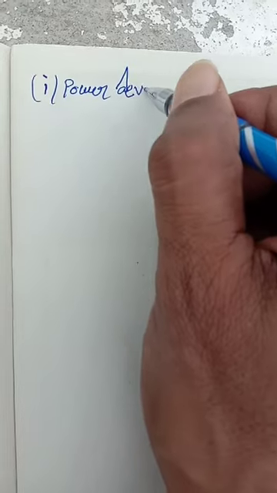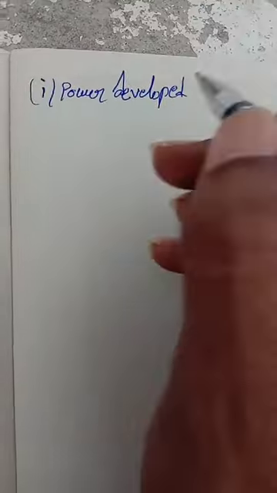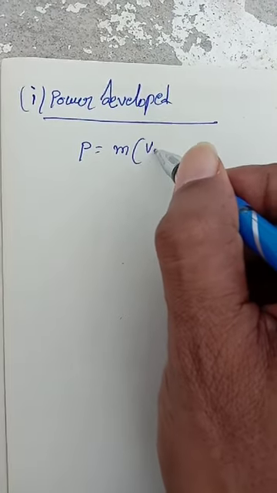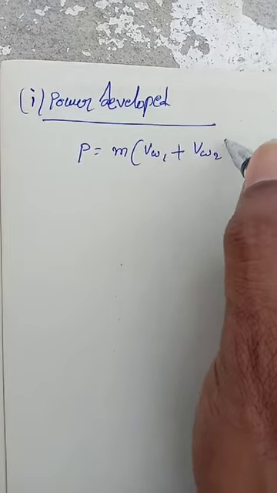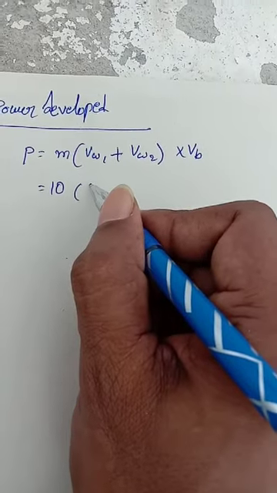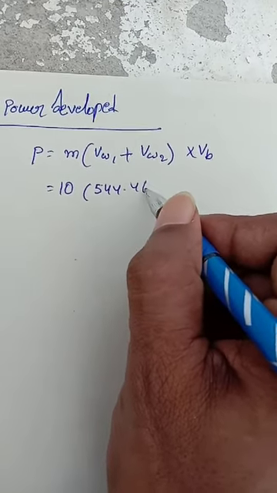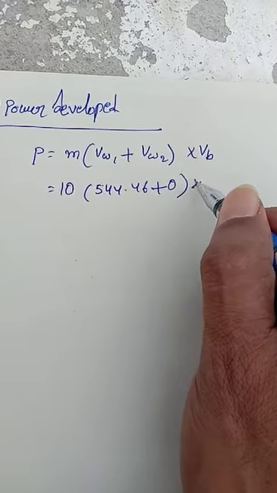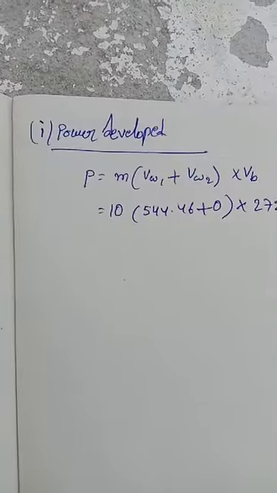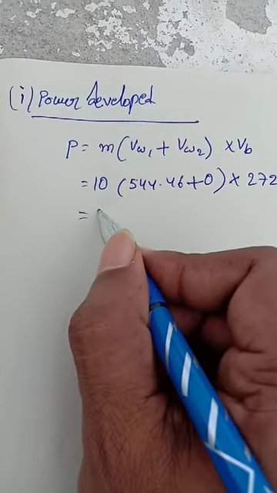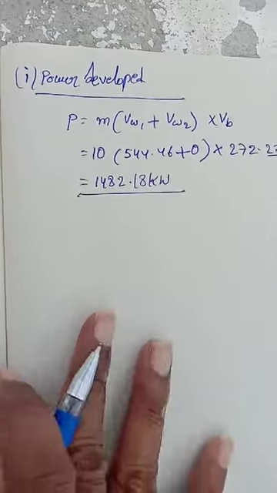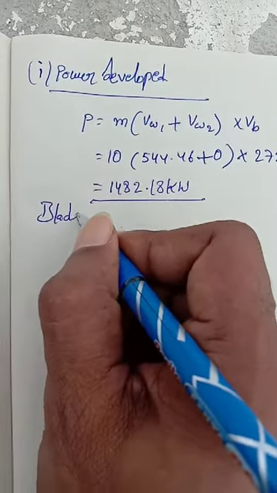power developed. We are going to find power developed. So that is equal to P is equal to M into VW1 plus VW2 into VB. And now M is can take 10 plus 0 into 272.23. Now calculate this, we'll get the answer here. The power is kilowatts. Okay, and then go for blade efficiency.